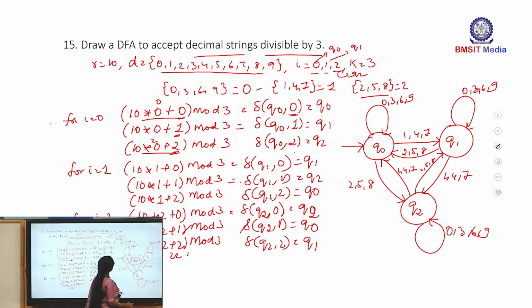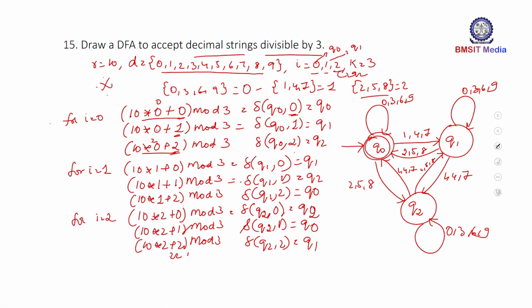Okay. So which would be the final state? The DFA should accept all the strings that are divisible by 3. So anything that is divisible by 3 will produce a remainder of 0. So in that case, Q0 itself would be the final state. Okay. So this is the most important one.